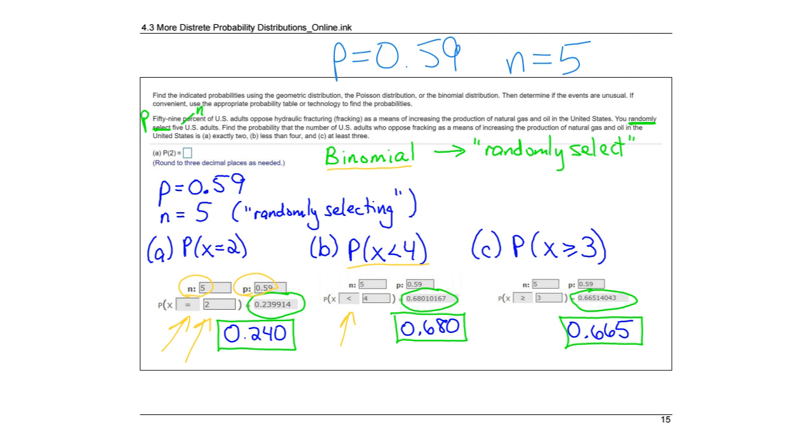And then finally, the last one, they said at least 3. So that would be X greater than or equal to 3. We're allowed to include 3. So again, make sure StatCrunch has the greater than or equal to in the 3. And you see that the probability that at least 3 of the adults out of the 5 oppose fracking would be 0.665.